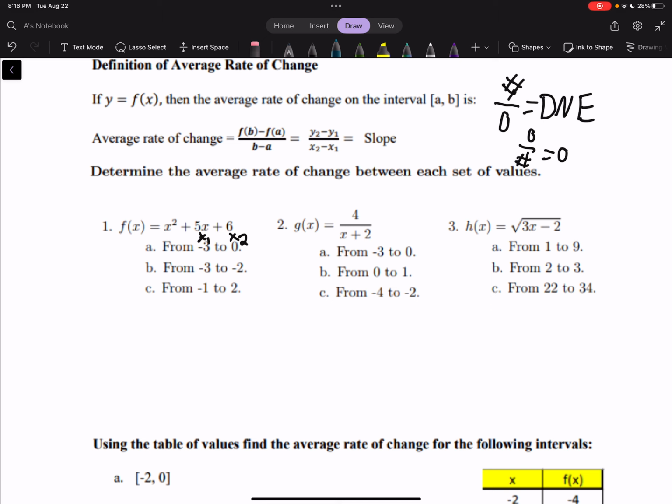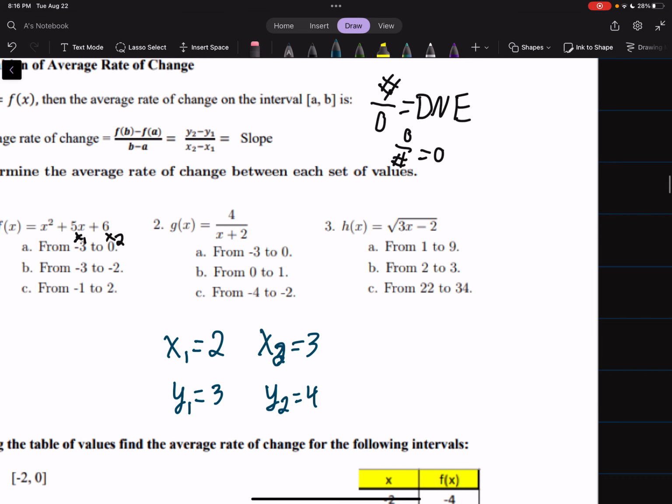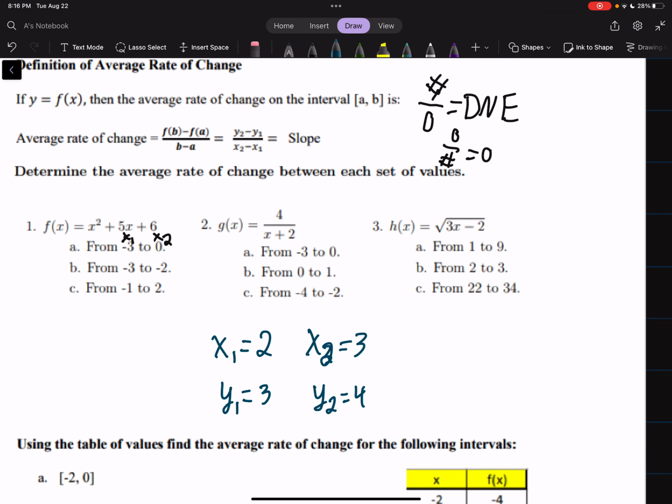Let's just pretend x1 is equal to 2, x2 is equal to 3, y1 is equal to 3, y2 is equal to 4. I'm just making those numbers up off the top of my head. If we have this, and we do y2 minus y1 divided by x2 minus x1, we are going to get 1 over 1, which is 1.